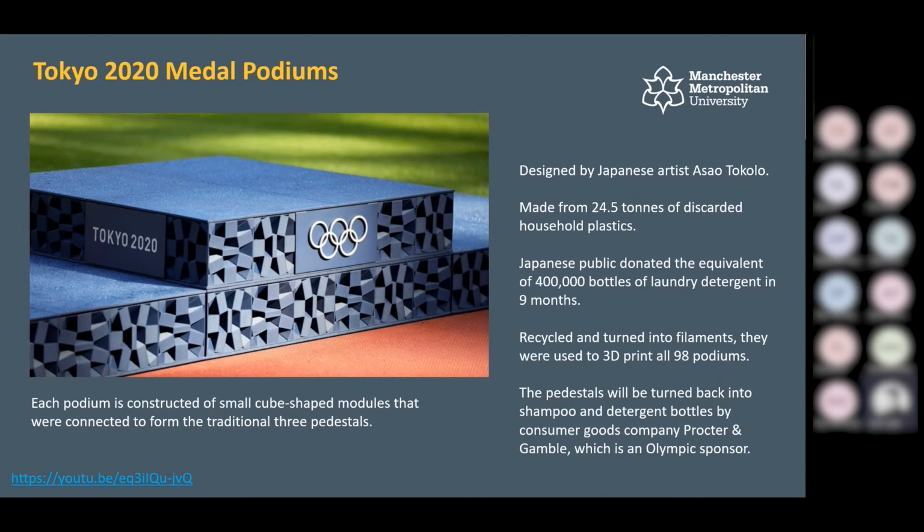This one's an interesting one. So this one's the Tokyo 2020 medal podiums. Essentially, pretty much the whole of Japan came together, recycled a load of plastics, and then they converted that into 3D print filaments, and they created all 98 podiums by 3D printing. So again, it's a bit of adapt and reuse. And if you want to see the process, there is a video down here. And again, I'll share this resource with you.